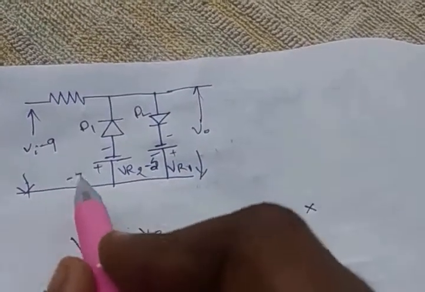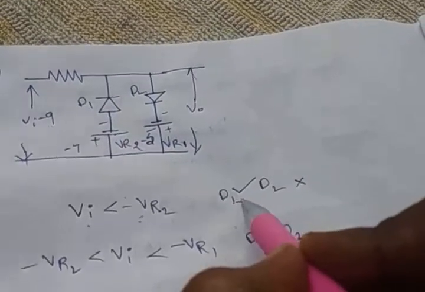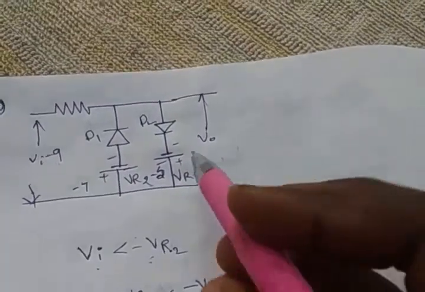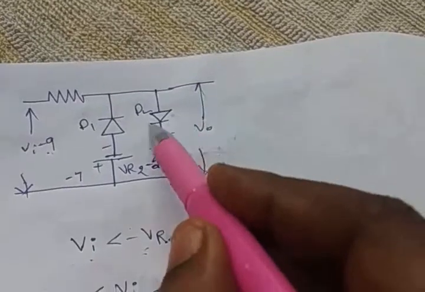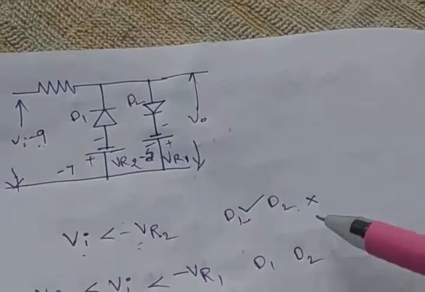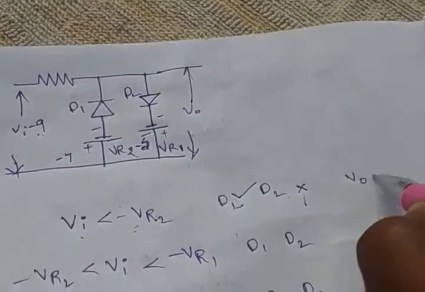So which will be more negative? This is more negative, no? So this will be in the on state and D2 will be off. Why? Because it is more negative, so it will be connected to the anode, no? So it is off. V0 will be equal to minus VR2.